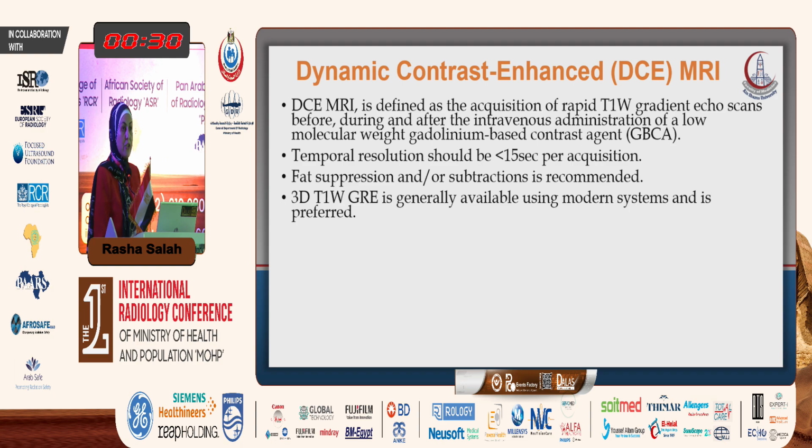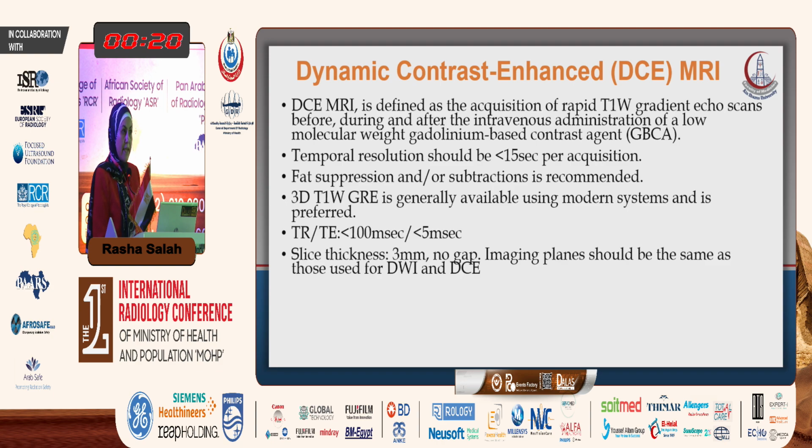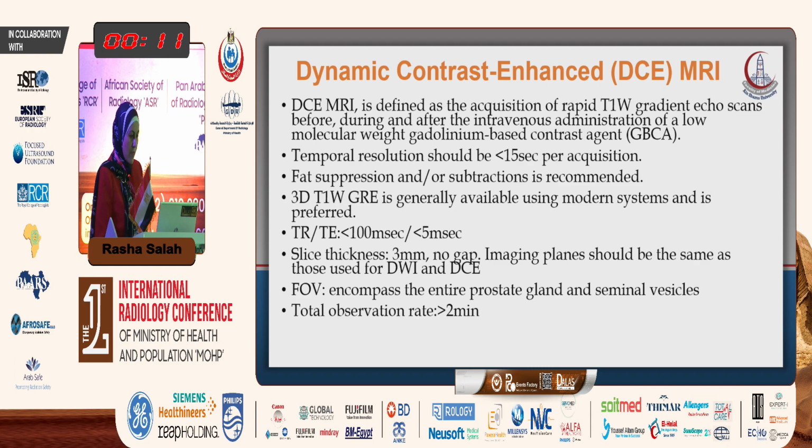3D is better than 2D images, and 3D is now available on multiple machines. The slice thickness again should be small, 3 millimeters, and the orientation should be the same as the T2 and the diffusion weighted image. The field of view should include the seminal vesicles, and we perform this DCE for more than 2 minutes. From 2 to 5 minutes is adequate for performing the DCE.